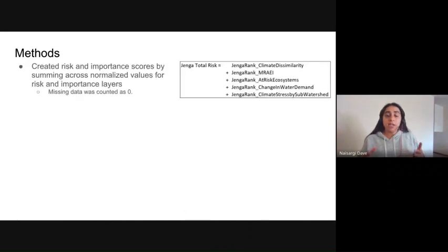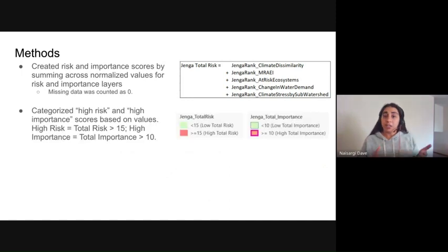Next, once each layer was normalized, we took a sum of individual ranks across the layers, resulting in one total risk layer and one total importance layer. We decided to set the values for rows with missing data to 0. Now we have data from all different scales accounted for.